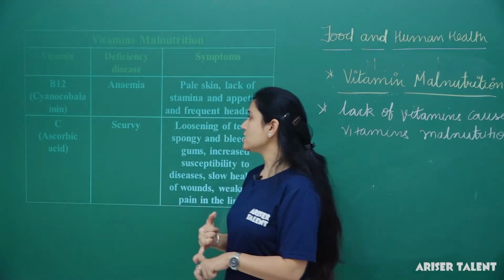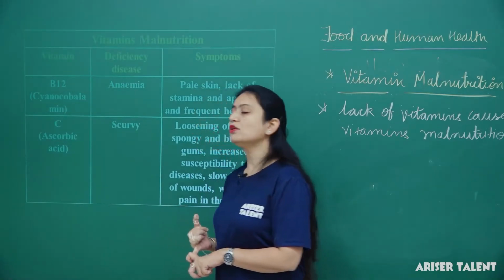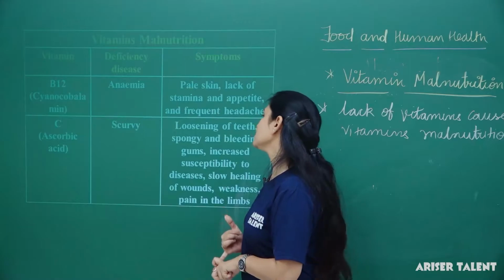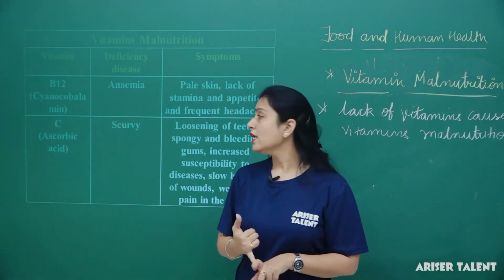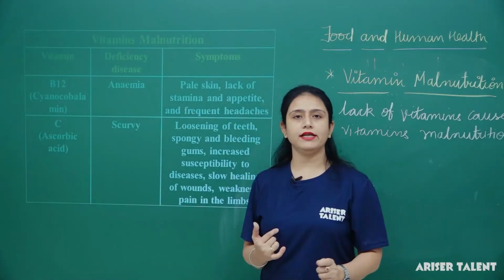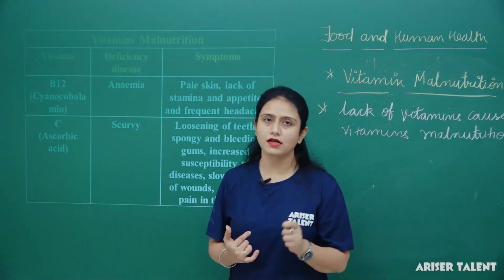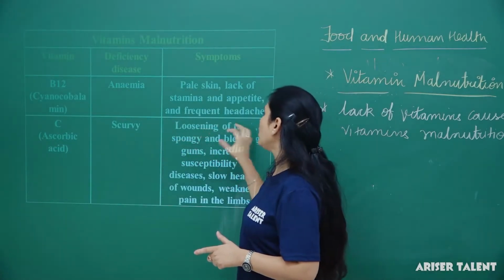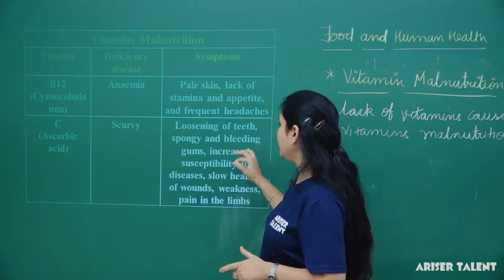Now, next is vitamin C, that is also known as ascorbic acid. What are the deficiency diseases caused by vitamin C? That is scurvy. If there is a lack of vitamin C in the body, definitely it will cause the disease that is known as scurvy. Now what are the symptoms of it? Loosening of teeth, spongy and bleeding gums.